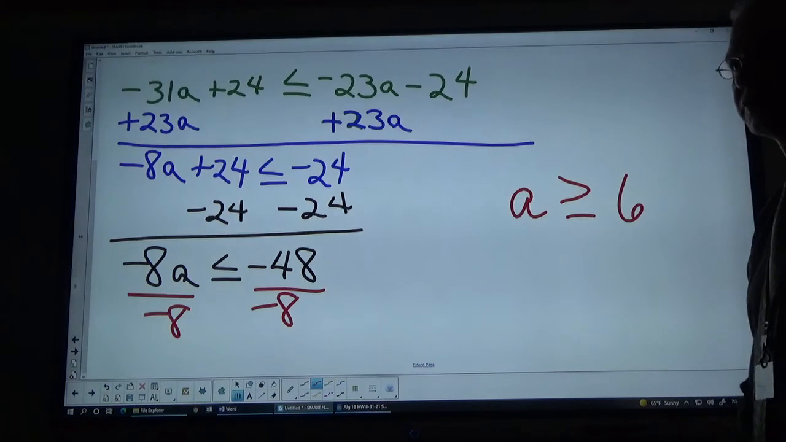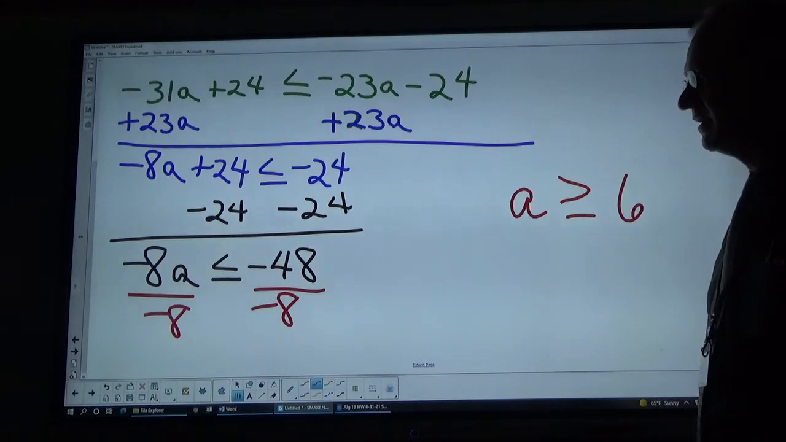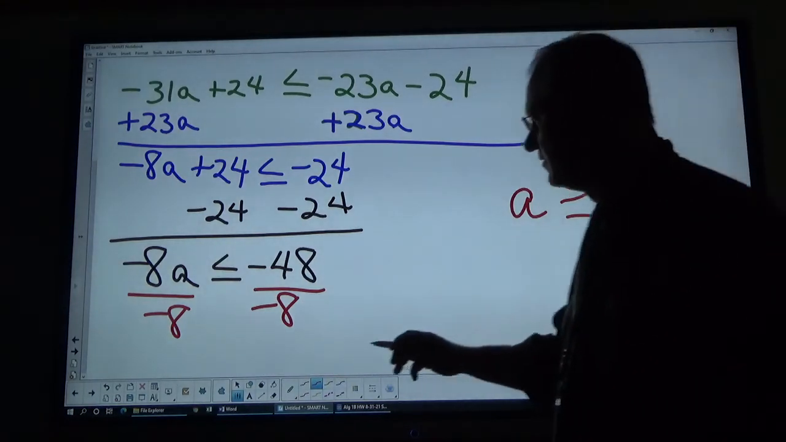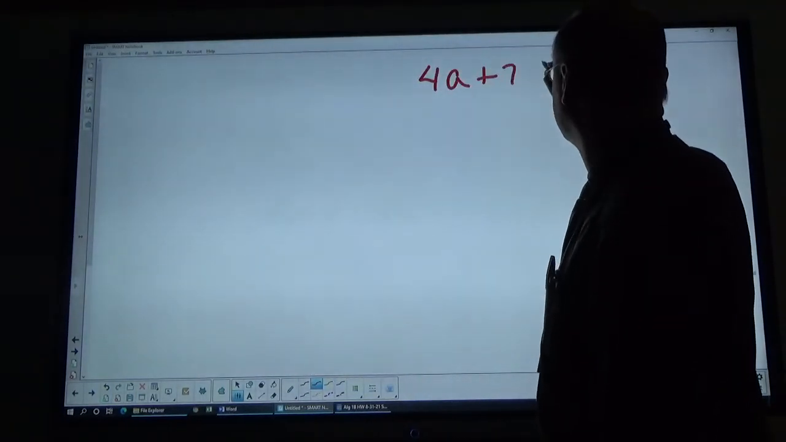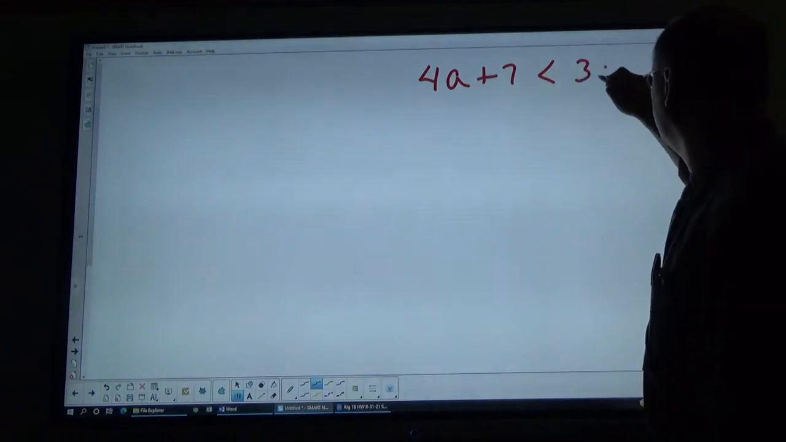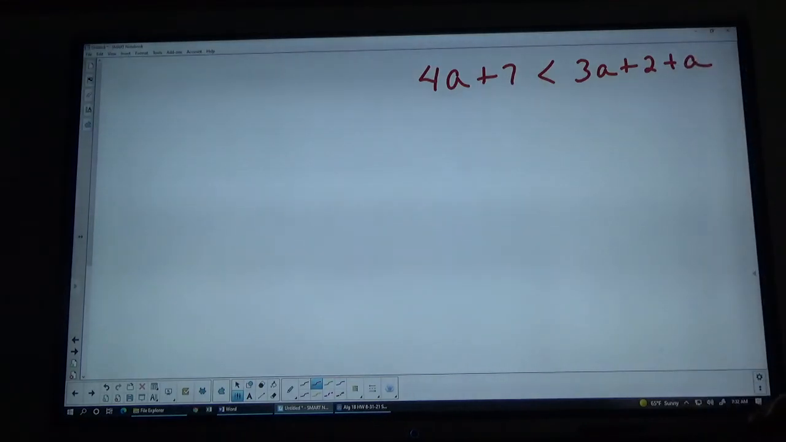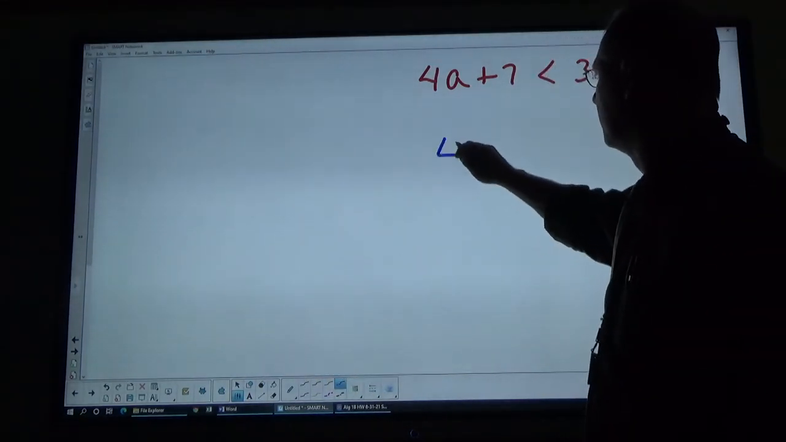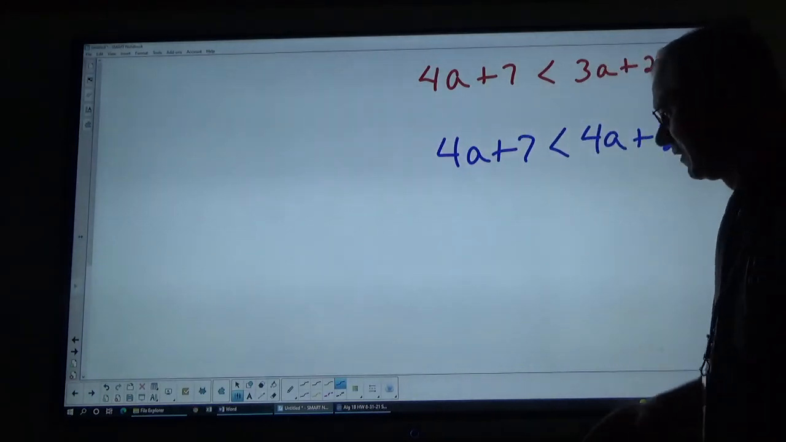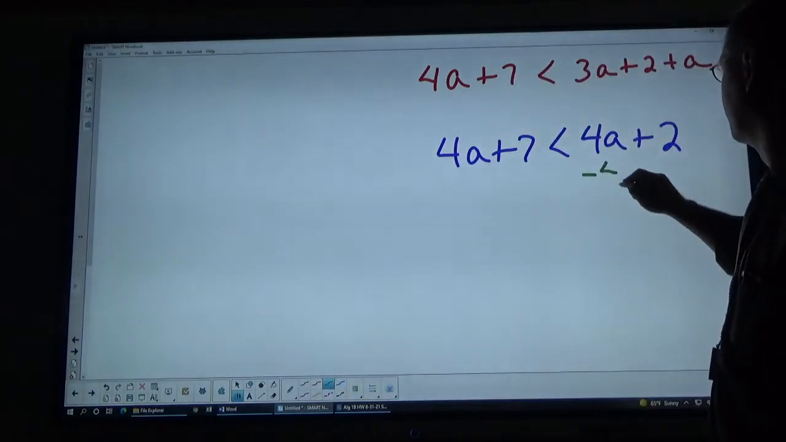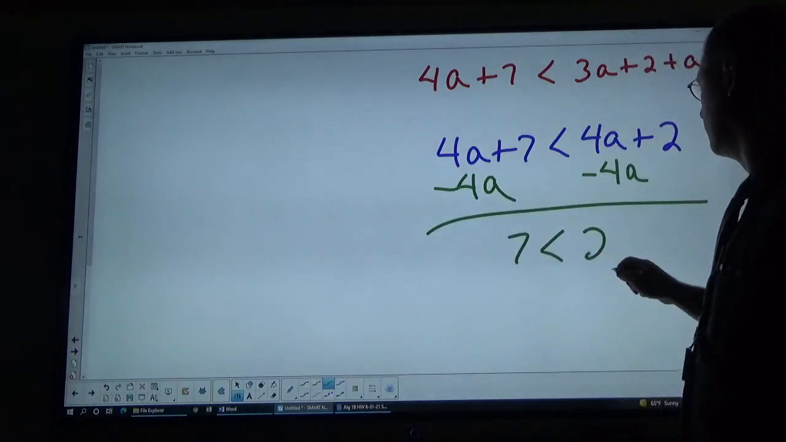Now, what occurs if the variable cancels out completely? That does happen occasionally, where you have something, let me do a quick example, of 4a plus 7 less than 3a plus 2 plus a. There'd be an example. If I combine like terms, I get 4a plus 7 less than 4a plus 2. And then if I subtract 4a from both sides, I end up with 7 is less than 2.